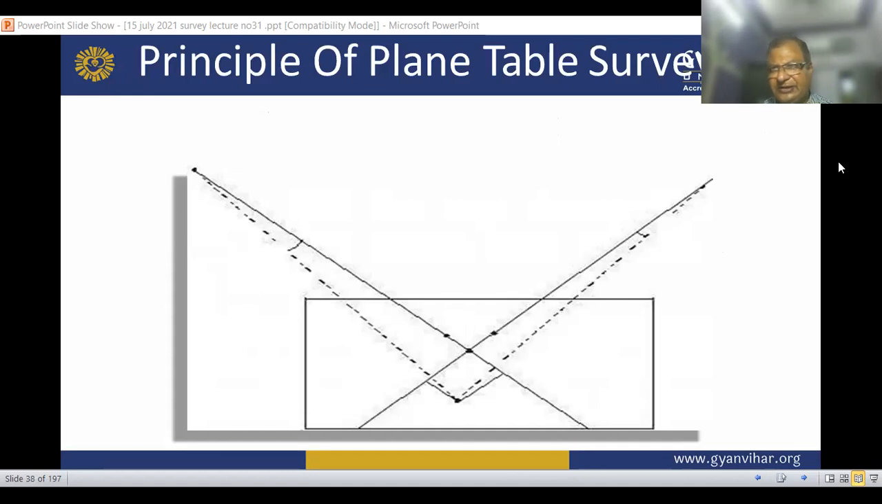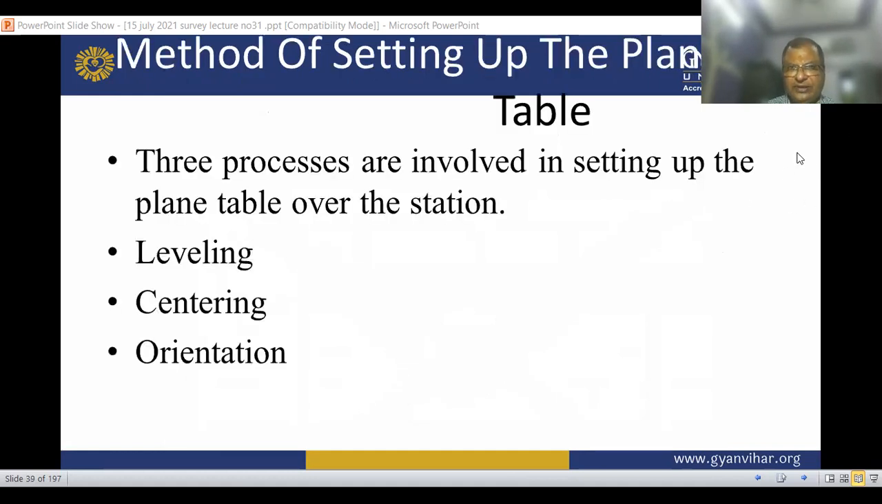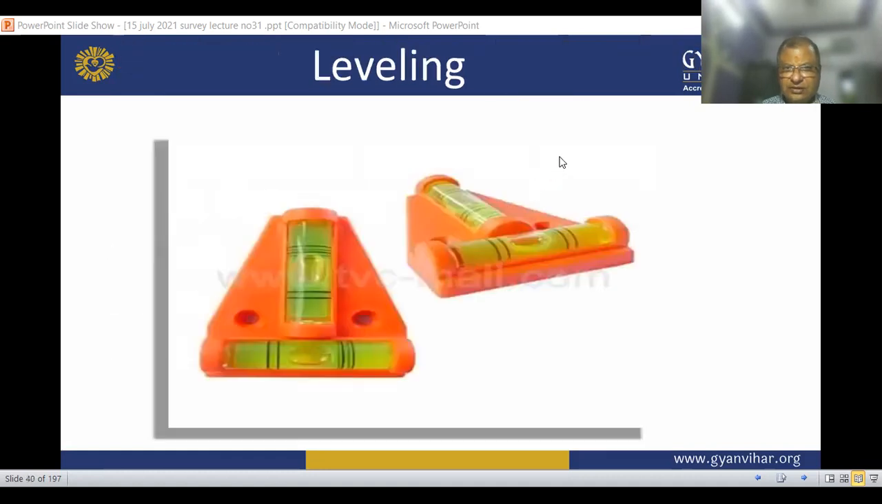Now, method of setting of the plane table. The processes involved in setting the plane table over the station are leveling, centering, and orientation. This is leveling. This is the spirit level, and this is leveling.